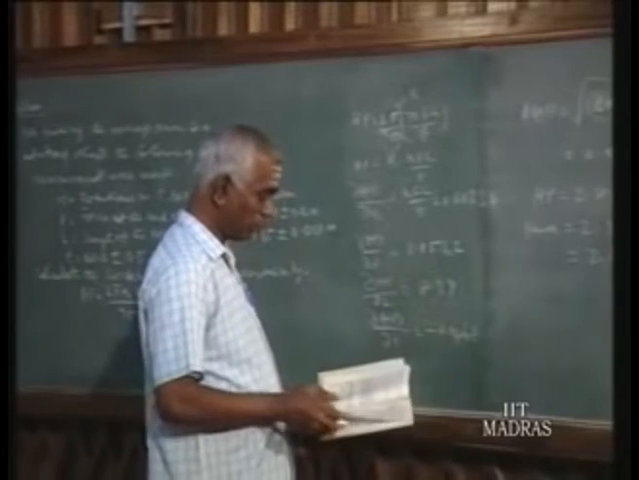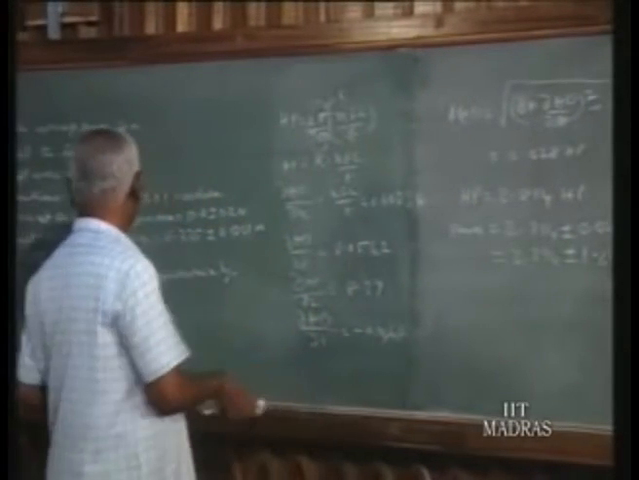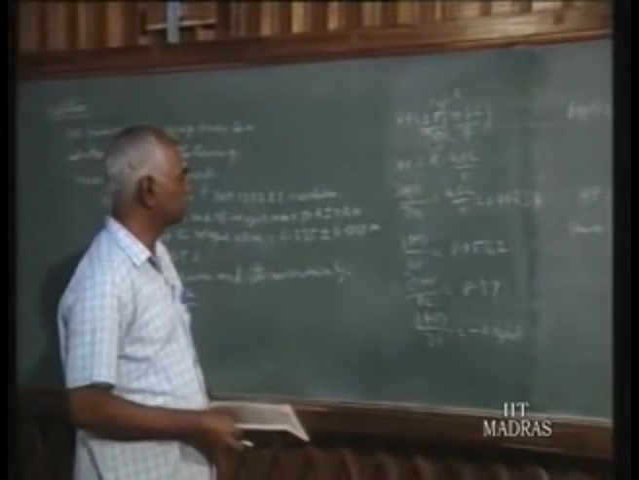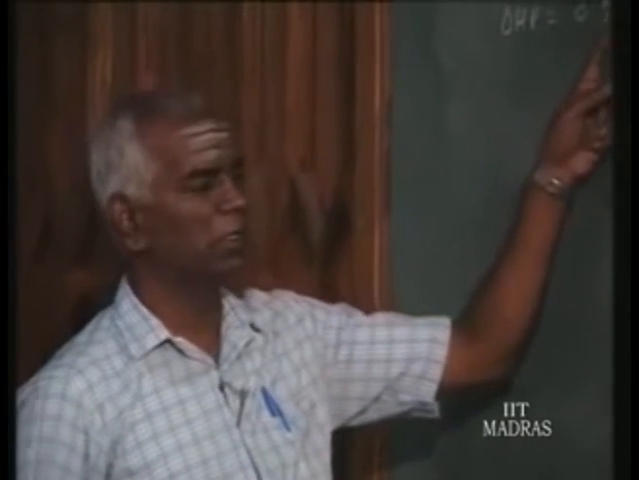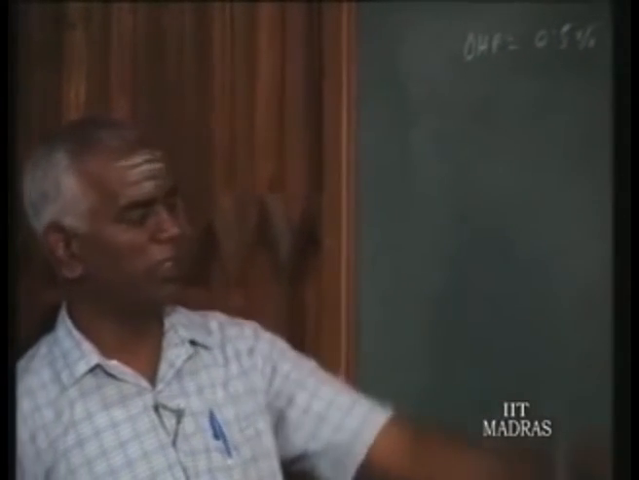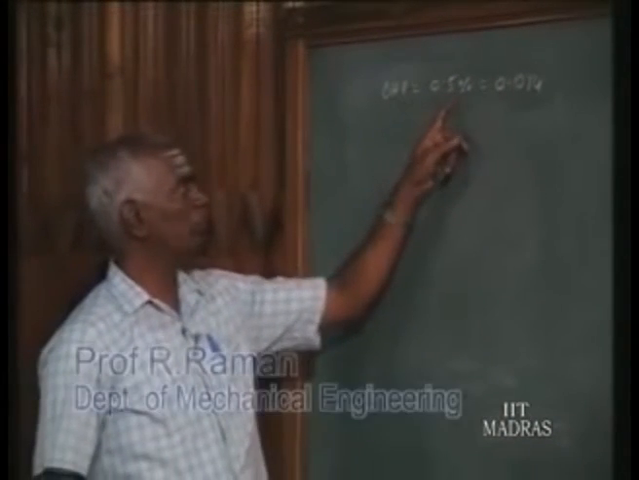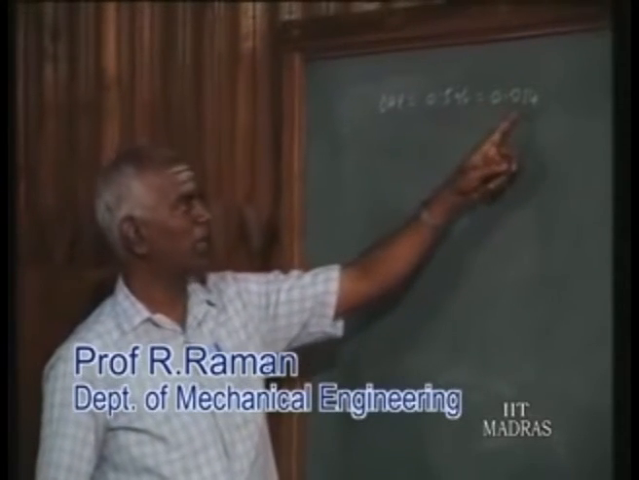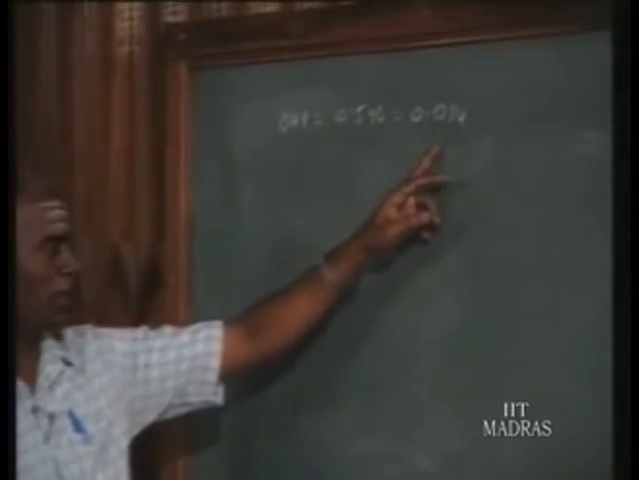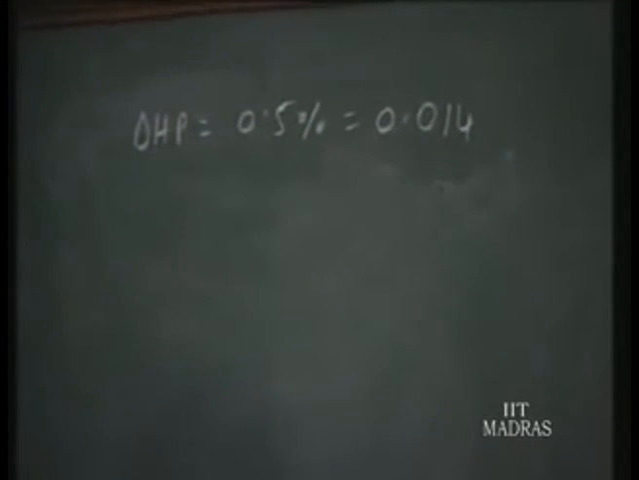Now, if the error is specified, how do we select these instruments? That you will see next. Suppose we want to find the horsepower within an error of 0.5%. What you found earlier, by using the given instruments, gives rise to a 1% error. Suppose we are interested only in 0.5% error in the computed value of horsepower, that is, only 0.014 horsepower should be the error. Then what type of instruments do we have to select? That is what we are going to find out now.